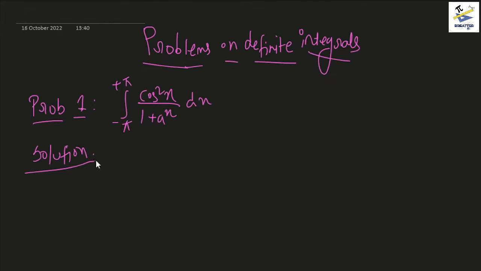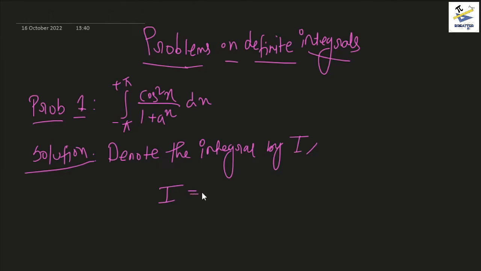So if we first denote the integral by I, then after denoting the integral by I, what we have is I equals the integral from minus pi to plus pi of cosine square x by 1 plus a to the power x dx.